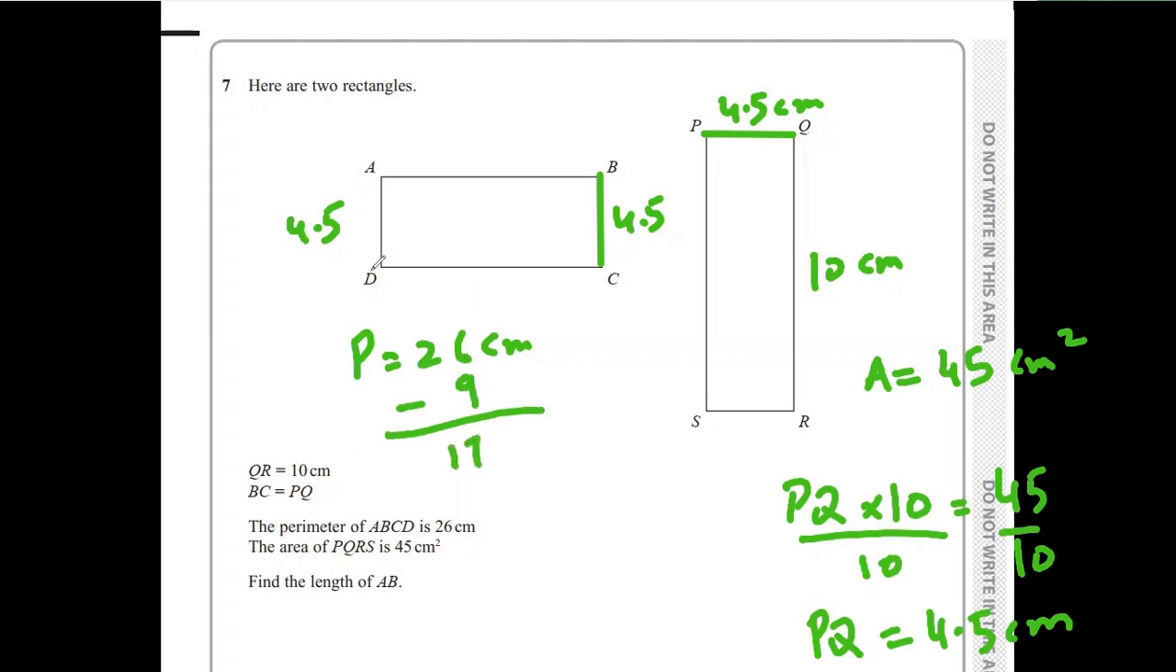So AB add DC together, and these are opposite sides and they are exactly the same length. So we are going to divide this by 2. That will give me 8.5 centimeters. So AB is equal to 8.5 centimeters.